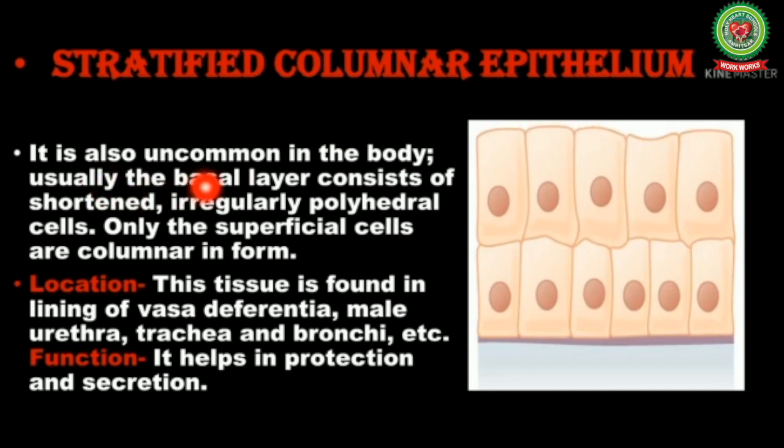Stratified columnar epithelium. It is also uncommon in the body. Usually, the basal layer consists of shortened, irregularly polyhedral cells. Only the superficial cells are columnar in form. It is located in the lining of vas deferens, male urethra, trachea, and bronchi. It helps in protection and secretion.